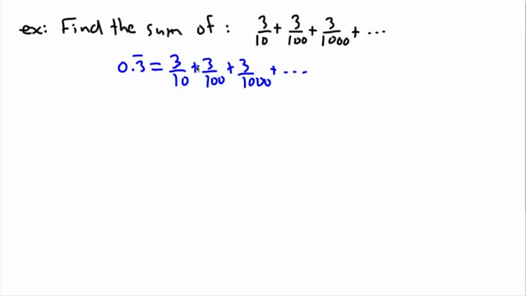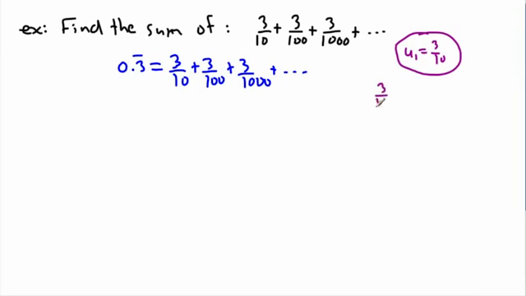So this is 3 over 10 plus 3 over 100 plus 3 over 1,000 plus ... I think the first thing to do is check if it's geometric. Let's see if it really is. If it's geometric, we know that u1 is equal to 3 over 10. That's the first term. And we need to figure out r. How do we figure that out?